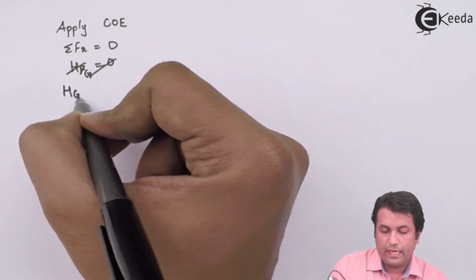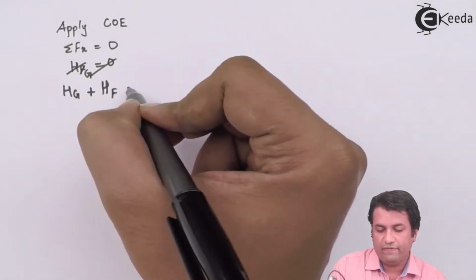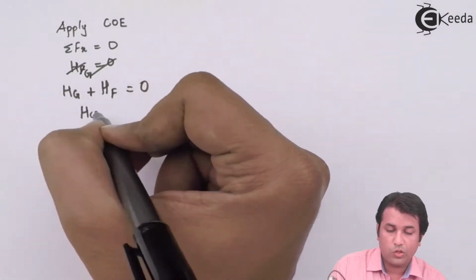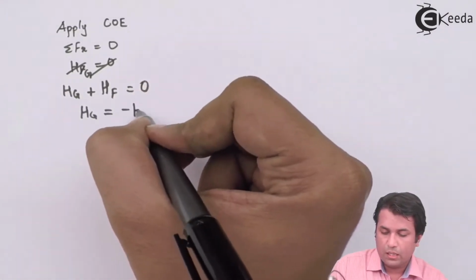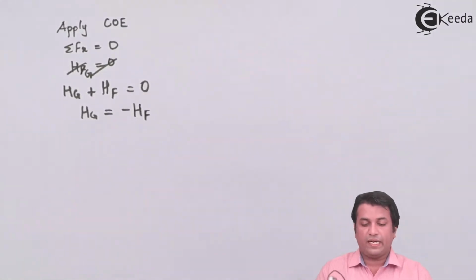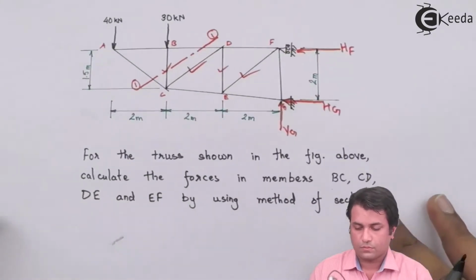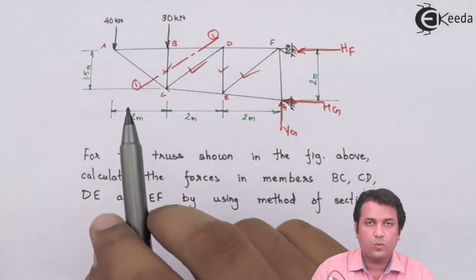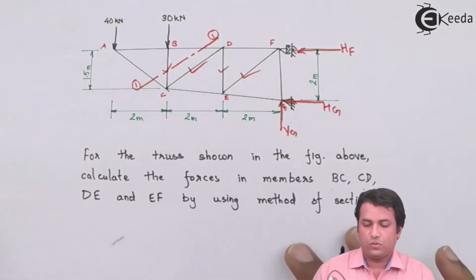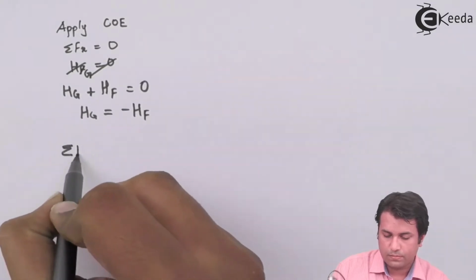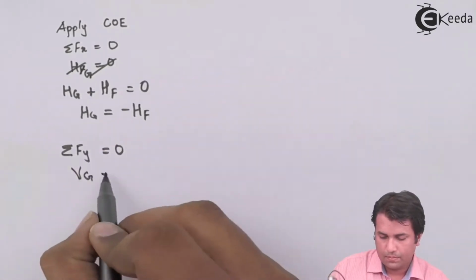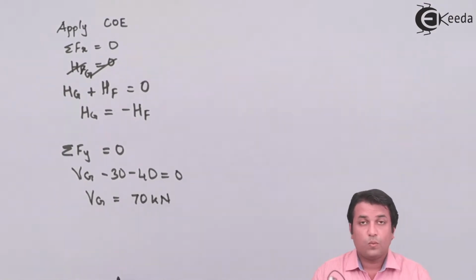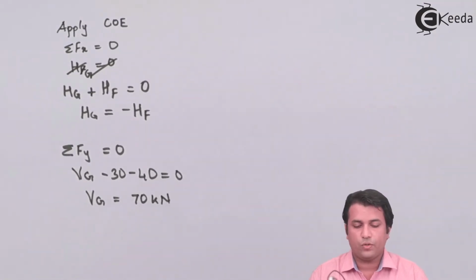So Hg and the horizontal force at F, with no active forces acting, would be equal to 0. So the horizontal force at G will be the negative of the horizontal force acting at F. Now I need to find out the vertical reaction, that is Vg. Since I have two vertical forces acting over here, that would be the same as the vertical reaction force. I got the vertical reaction force at G also, and that is coming out as 70 kilonewtons.